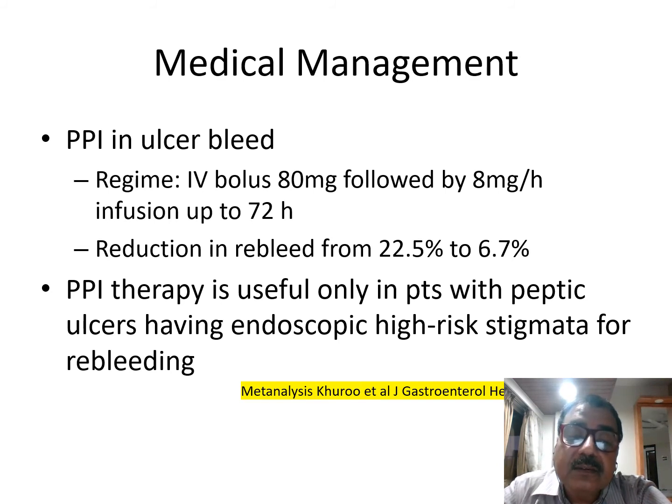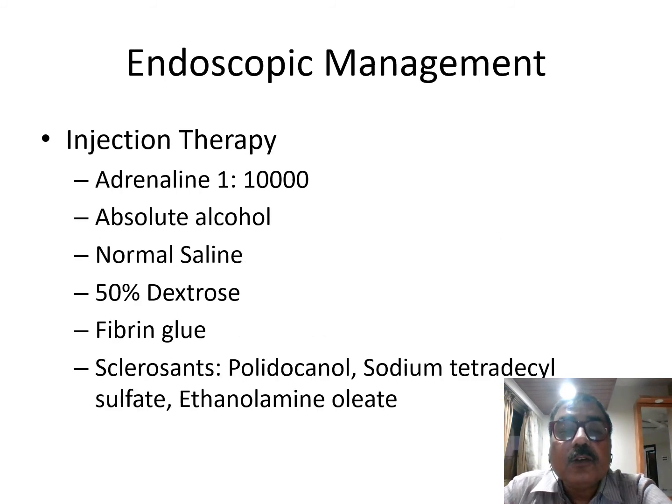And PPI based therapy is useful for the patient with peptic ulcer disease in which there is endoscopically high stigmata of bleeding. I will come to how it is done, but important is we have to understand it. Endoscopic management, what is there? We can give adrenaline 1 by 1000. These all have been asked in the exam, and that is why I have put it.